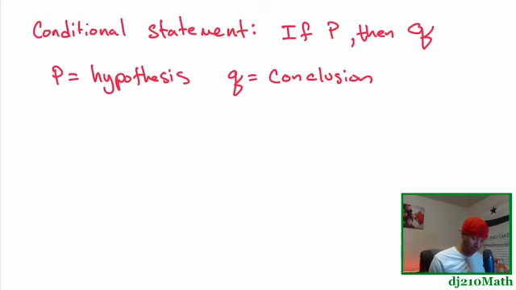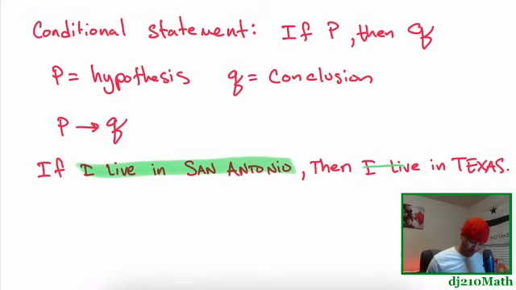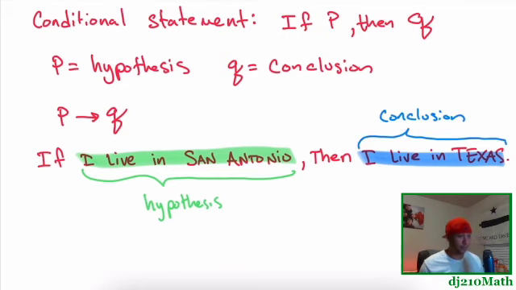You might see it in this shape here: P with an arrow pointing towards the Q. So if P, then Q. Let's see an example. If I live in San Antonio, then I live in Texas. The hypothesis, or P rather, is I live in San Antonio. And the conclusion, Q, is I live in Texas. Again, the part that's after the if is the hypothesis, and the part after then is the conclusion. This is the basic setup for a conditional statement.